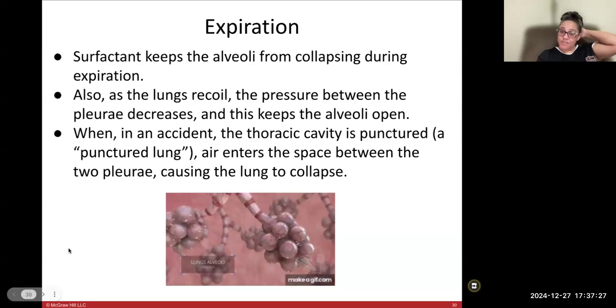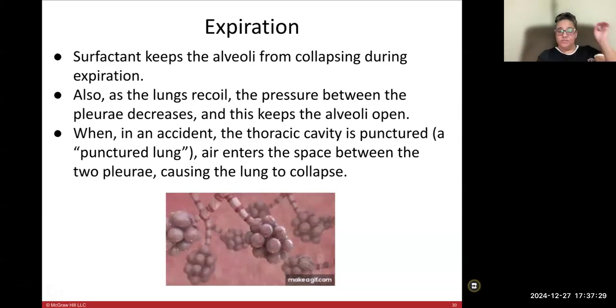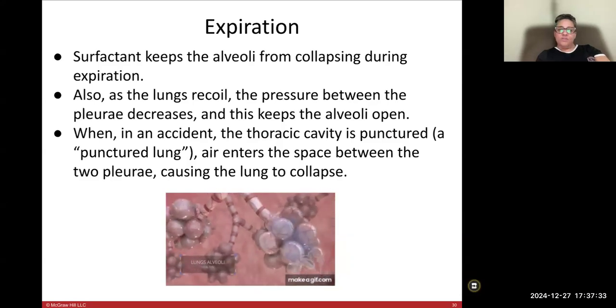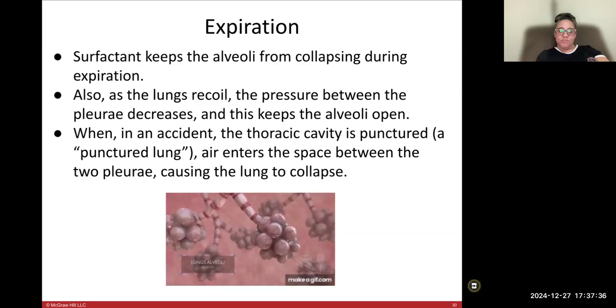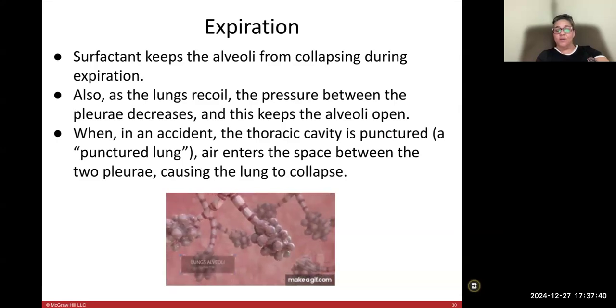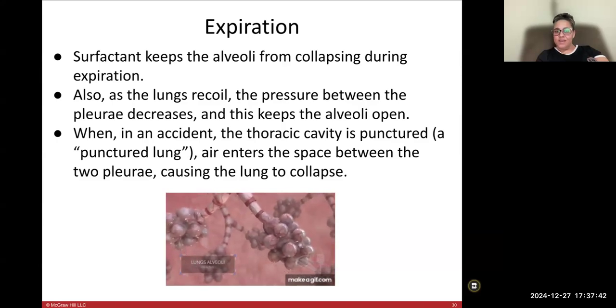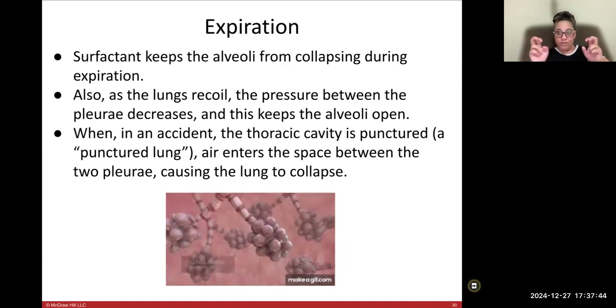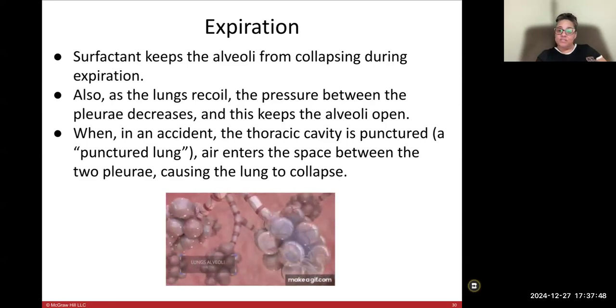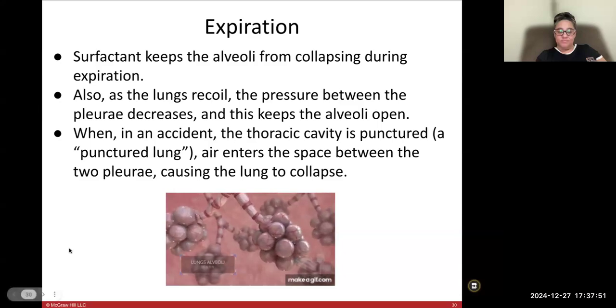Surfactant keeps the alveoli from collapsing during expiration, so they don't close completely. The bubbles don't pop. Also, as the lungs recoil, the pressure between the pleurae decreases, and this keeps the alveoli open. When, in an incident, the thoracic cavity is punctured, what we know as a punctured lung, air enters the space between the two pleurae, which causes the lung to collapse.